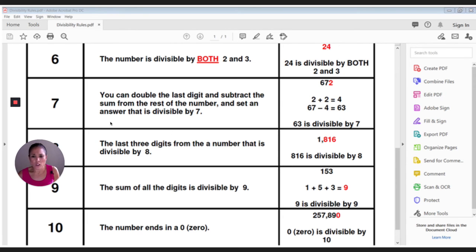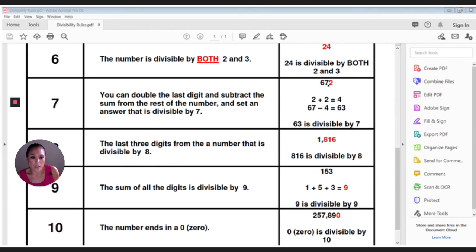7. This one's a little trickier. You may have to reference your notes a few times before you memorize this one. You can double the last digit and subtract the result from the rest of the number and get an answer that is divisible by 7. It's a lot of words.